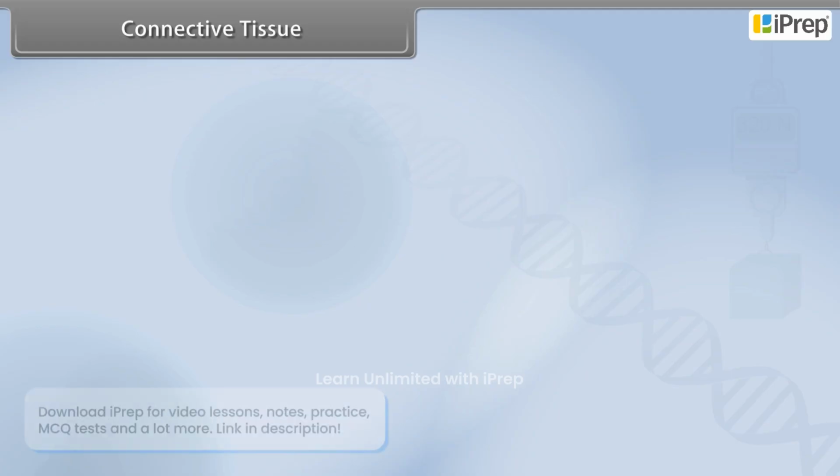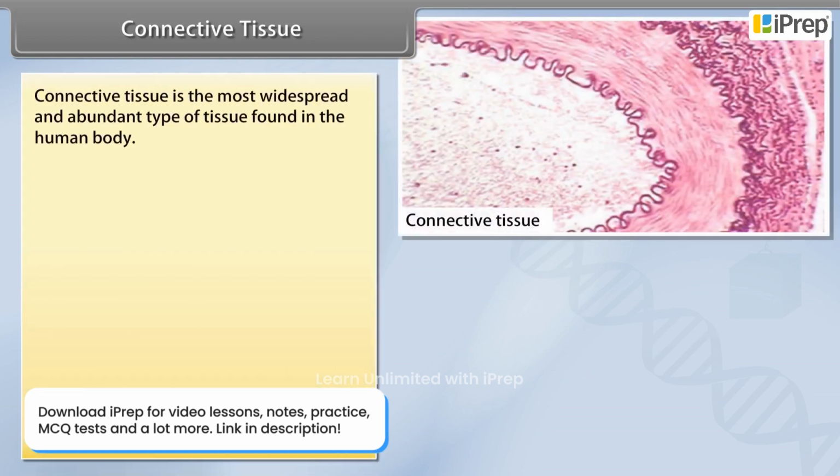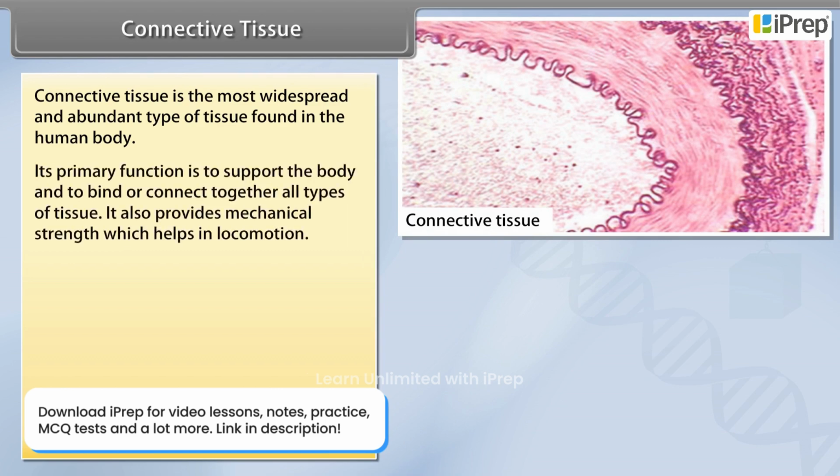Connective tissue. Connective tissue is the most widespread and abundant type of tissue found in the human body. Its primary function is to support the body and to bind or connect together all types of tissues.